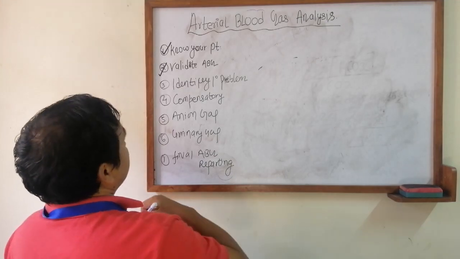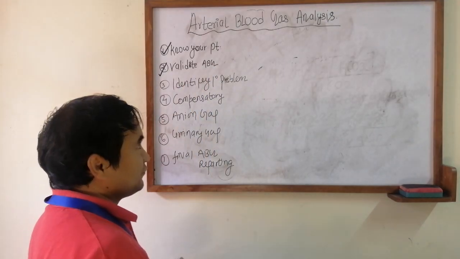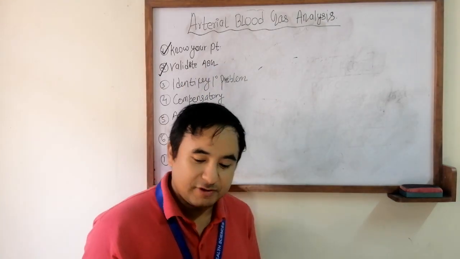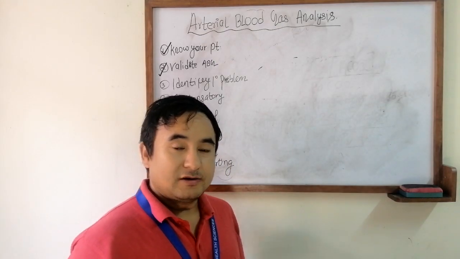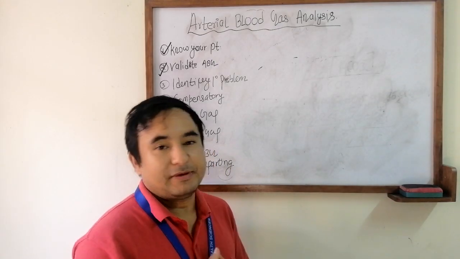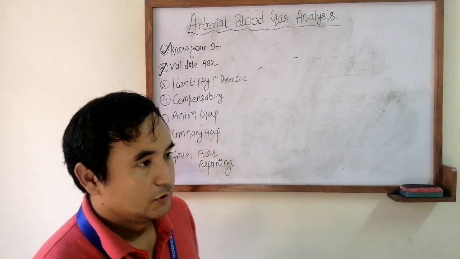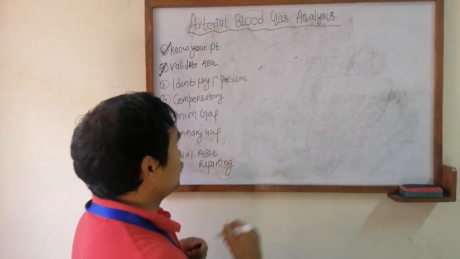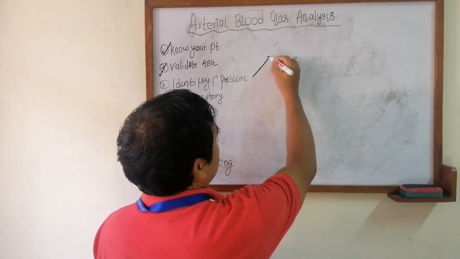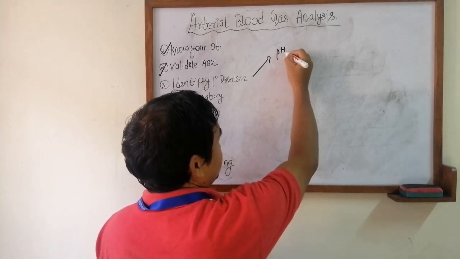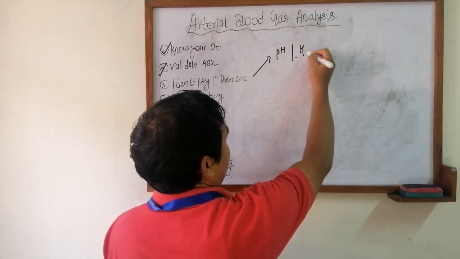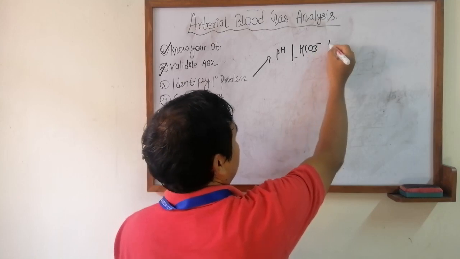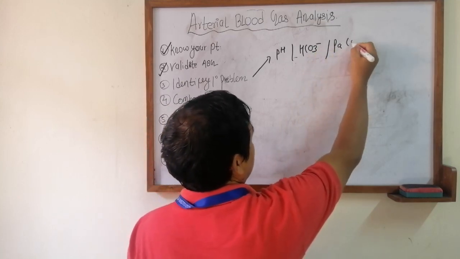Okay, then we have validated. Next, identify the primary problem. If you see the ABG, we have to identify what the primary problem is. To identify the primary problem, you have to look at the pH, the level of HCO3, and the level of PaCO2.